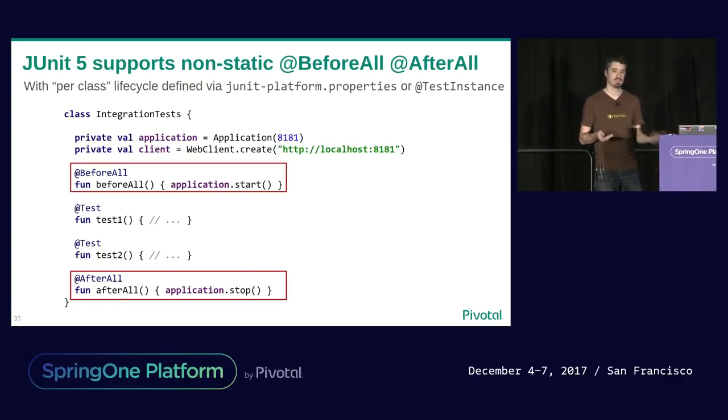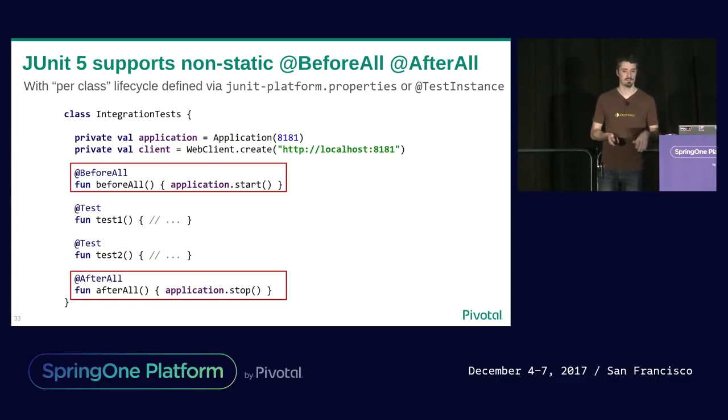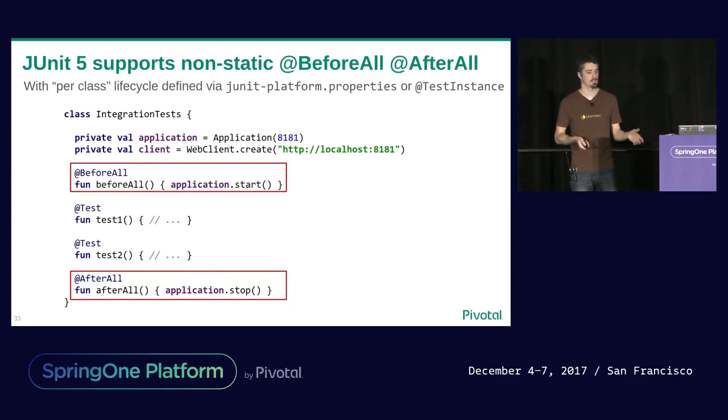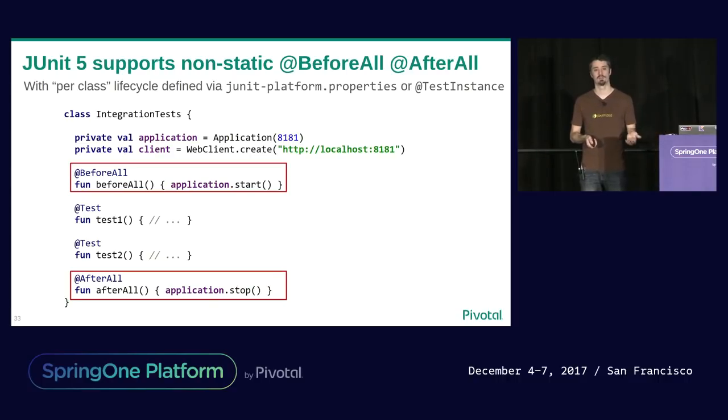So by default, and with JUnit 4, this is the only option available, your test class is instantiated for each test, okay? And your @BeforeClass in JUnit 4 and @AfterClass need to be static. And static is not a very good fit with Kotlin because it does not directly support static methods. It provides some companion object, which is possible to use, but not super idiomatic in terms of syntax.